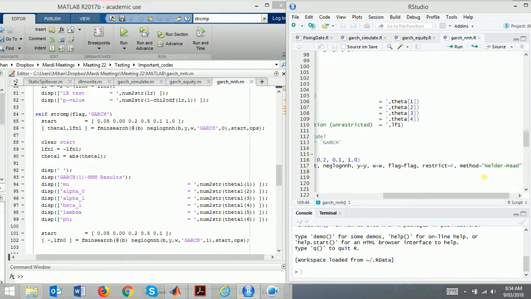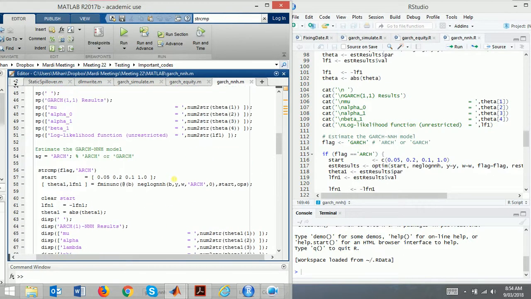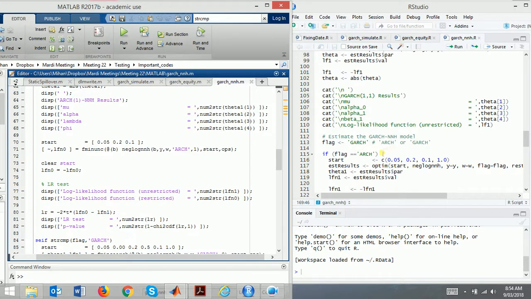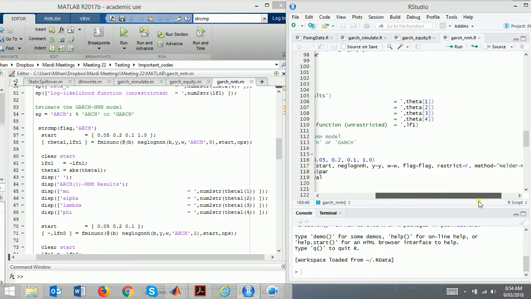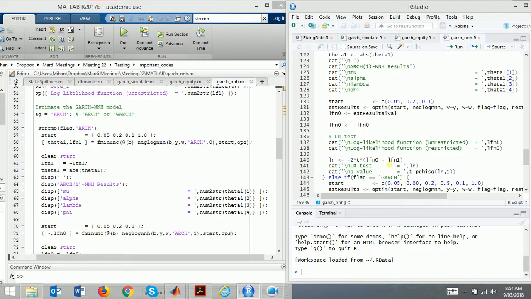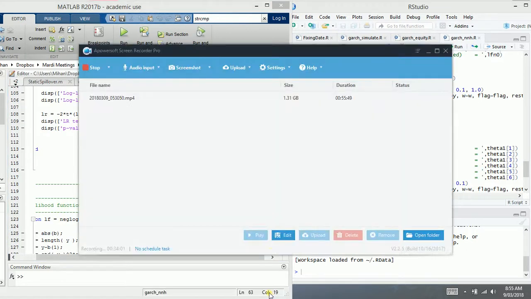There's just one new thing we learned, that we use the Nelder-Mead method earlier, when estimating our arch models, not GARCH. When we were estimating our arch models, if flag arch, okay, so we use the Nelder-Mead method here. I'm not sure what the Nelder-Mead method is. Never used it before. This is the first time we are using it. I think we'll have to go through it one more time, so we'll do it later.